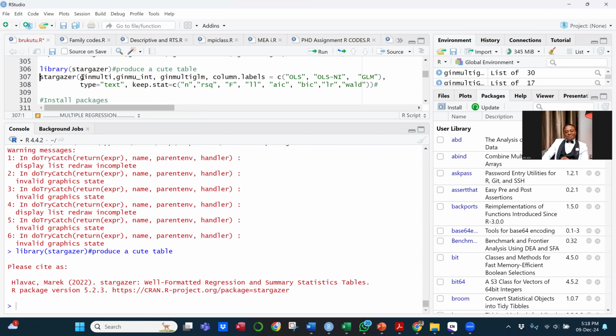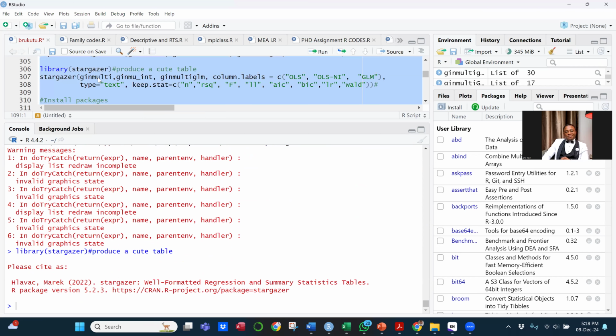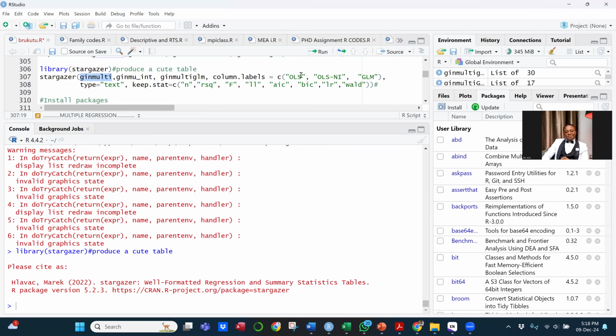Okay. I install Stargazer one time, you run it. And then with Stargazer, you specify the order in which you want it to appear. So this is the OLS. Once you write this OLS, then the first labeling under the column labels, you write the name. You want the name to be OLS. The second one is the one without intercept. Okay. In fact, I'm going to remove the one without intercept because it's just not necessary. So this second one here without intercept, I'll remove it.